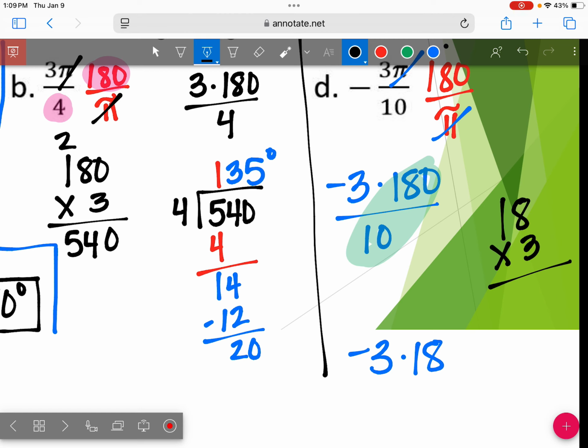So who got 54? Is that right? 54 degrees, negative, don't forget the negative. -54 degrees is what -3 pi over 10 converts to.